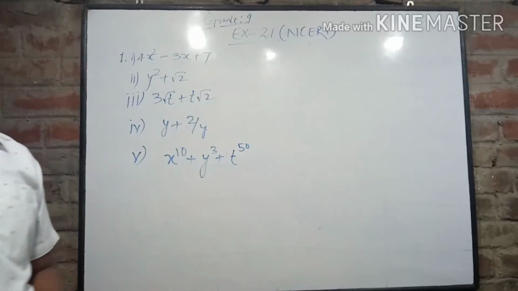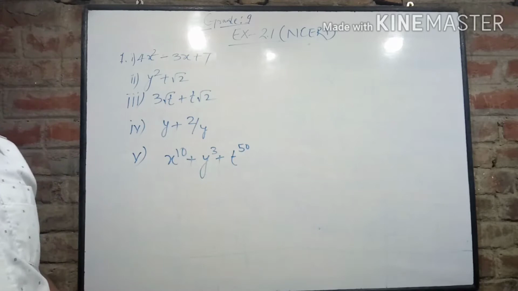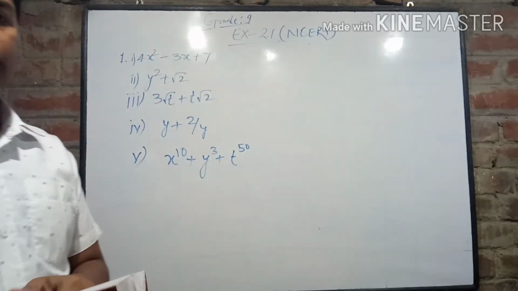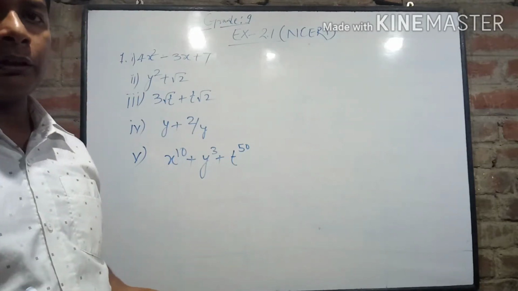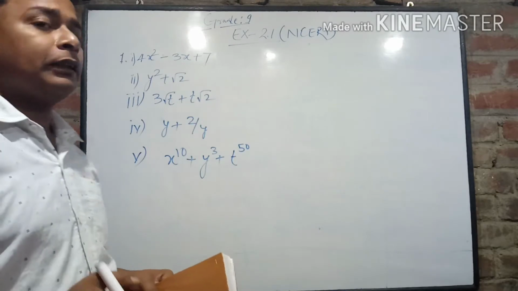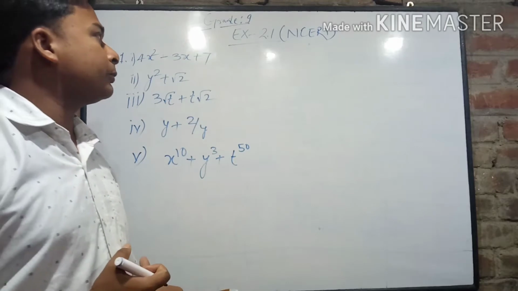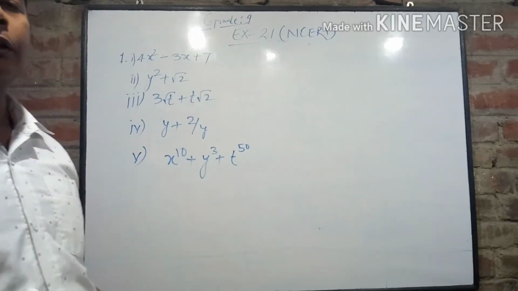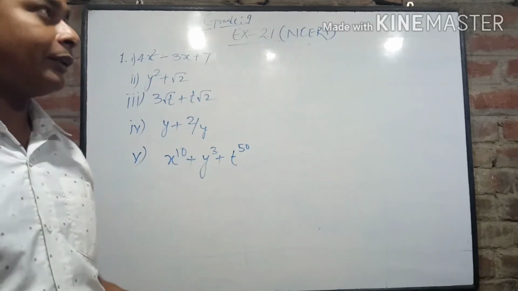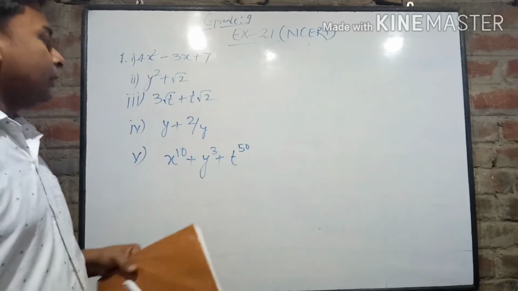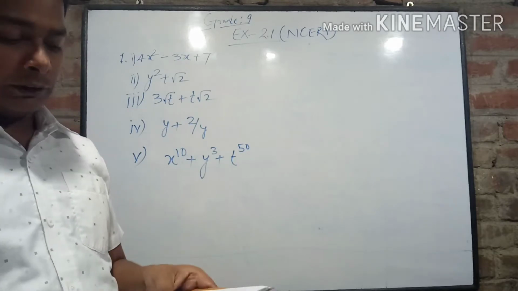Dear students, today we are with grade 9 exercise 2.1 NCERT, and question number 1 says like this. Before that, I would like to recall what a polynomial is. We have studied that a polynomial is the combination of constant terms and variable terms. What is the identity of a polynomial? If any variable's exponent value is always a whole number, then it is called a polynomial. If the exponents are in roots or in fractions, then they are not polynomials.